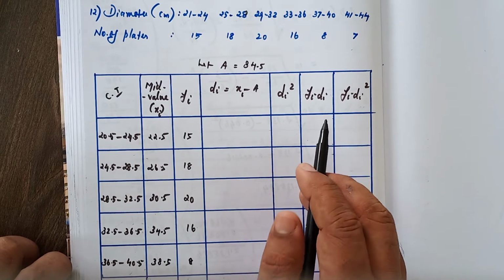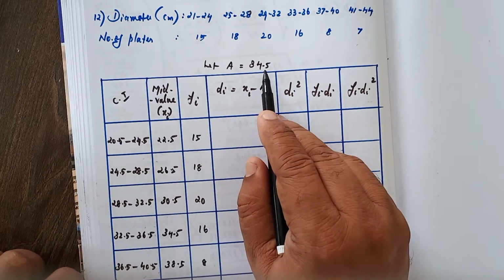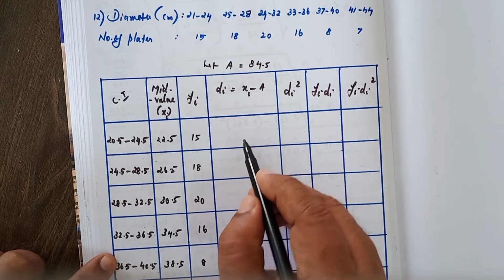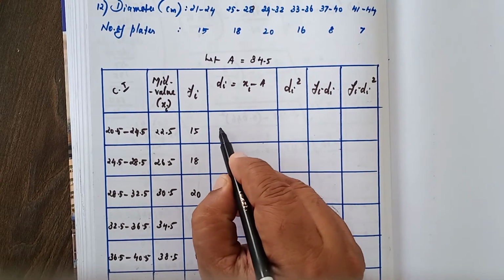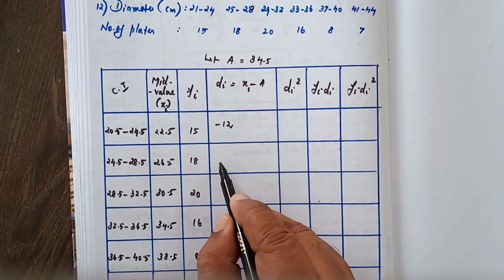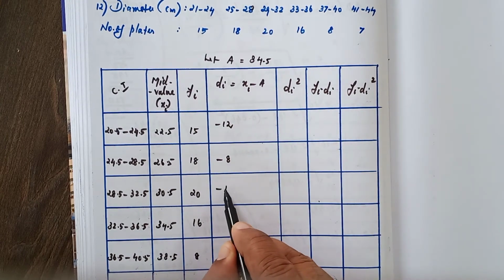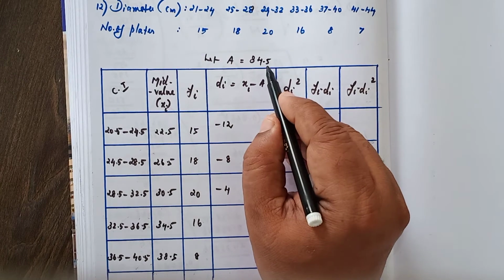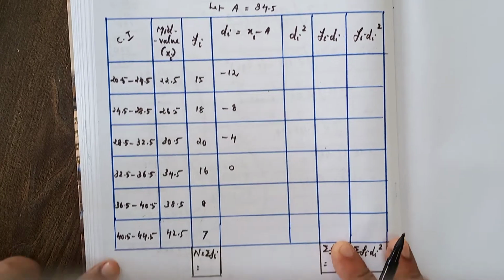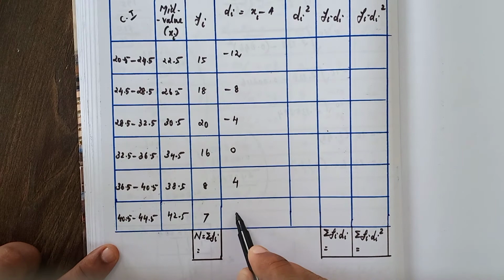Now here xi is 22.5. 22.5 minus 34.5, because minus A. If you subtract, you get minus 12. 26.5 minus 34.5 is minus 8. 30.5 minus 34.5 is minus 4. 34.5 minus 34.5 is 0. 38.5 minus 34.5 is 4. 42.5 minus 34.5 is 8.